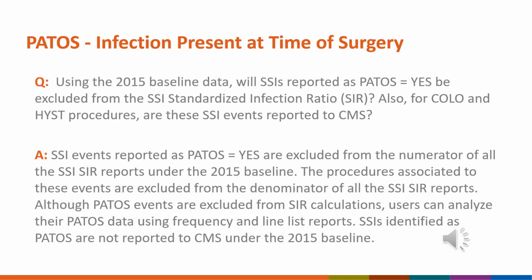NHSN is often asked, using the 2015 baseline data, are SSIs reported as PATOS equals yes excluded from the SSI Standardized Infection Ratios, or SIRs? Also, for colo and HIST procedures, are these SSI events reported to CMS? SSI events reported as PATOS equals yes are excluded from the numerator of all the SSI SIR reports under the 2015 baseline. The procedures associated to these events are also excluded from the denominator of all the SSI SIR reports.